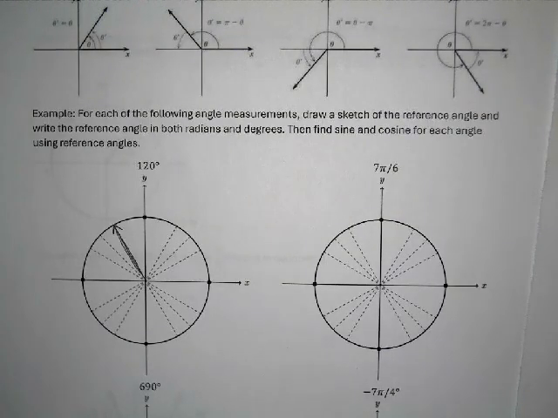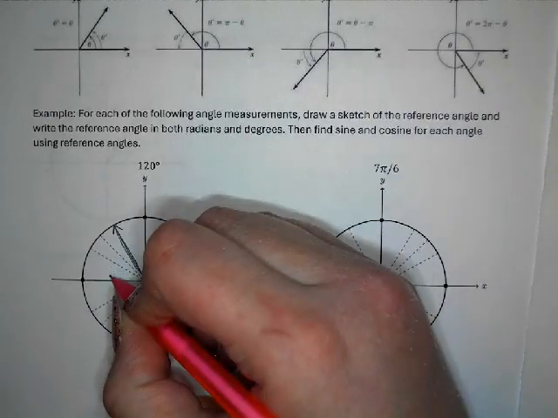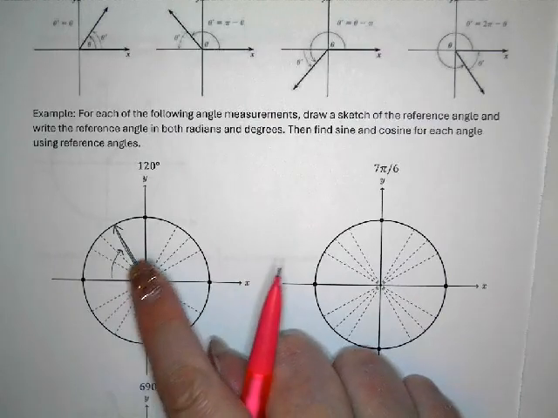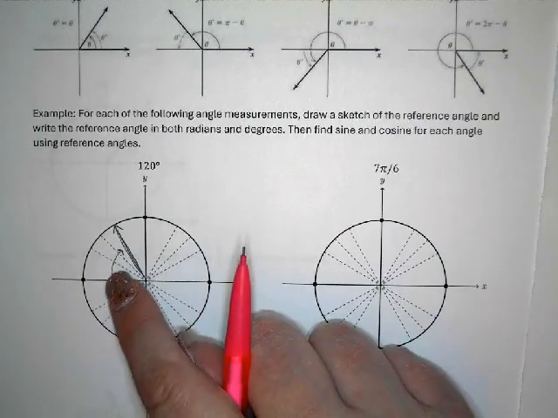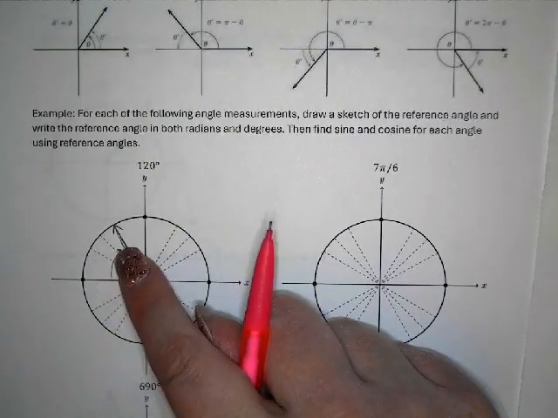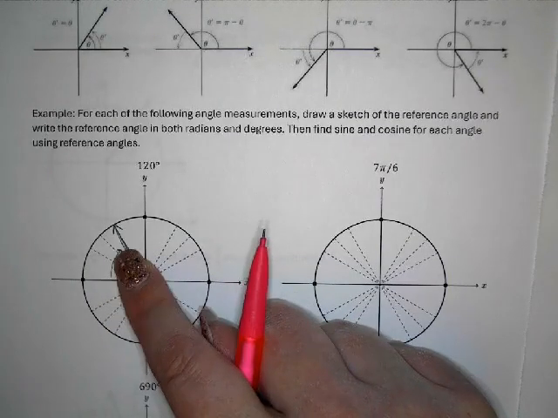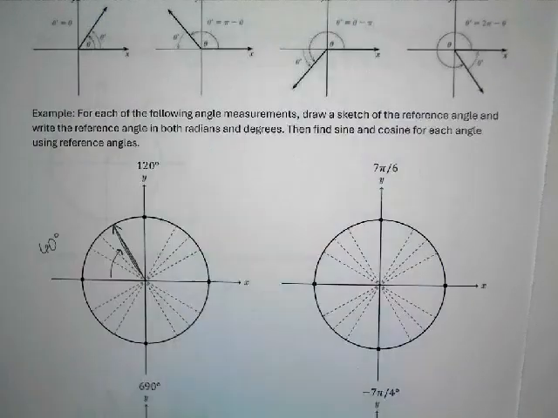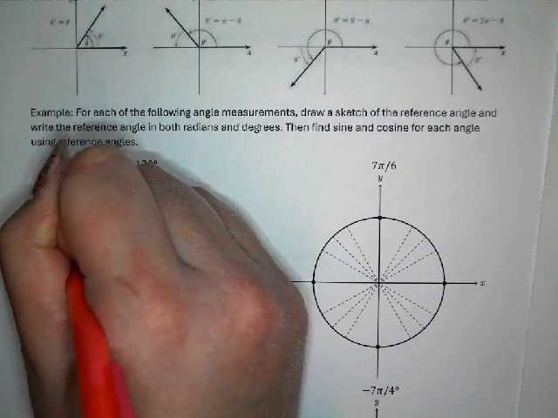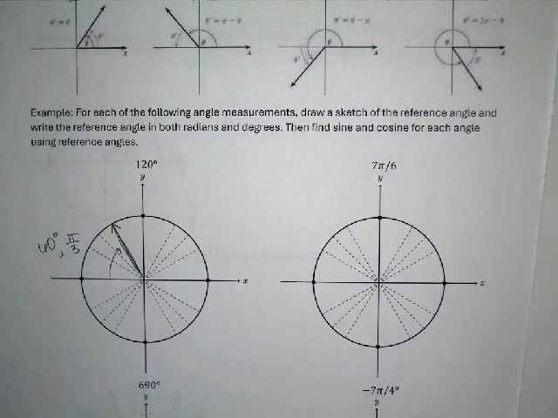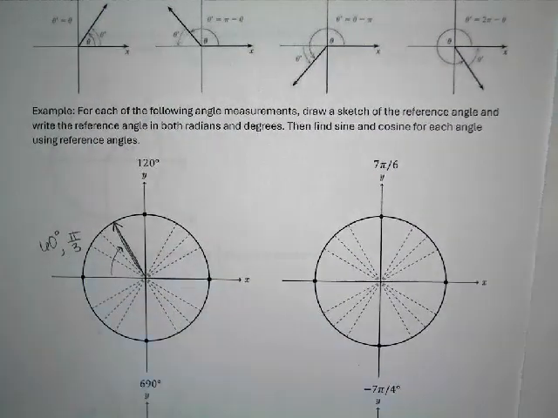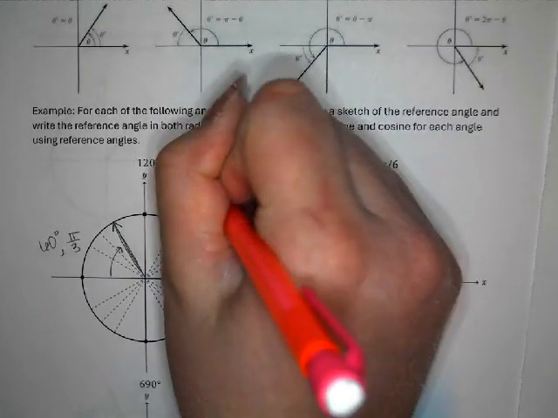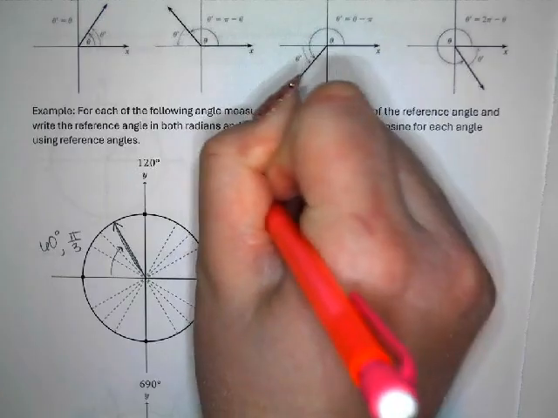So this right here is the reference angle for a 120 degree angle. And this reference angle is actually a 60 degree angle. This is 60 degrees away from the x-axis. So I would say this is a 60 degree angle, which is pi thirds. And then from here, we can say what sine and cosine of this angle are. So sine of 120 and cosine of 120.